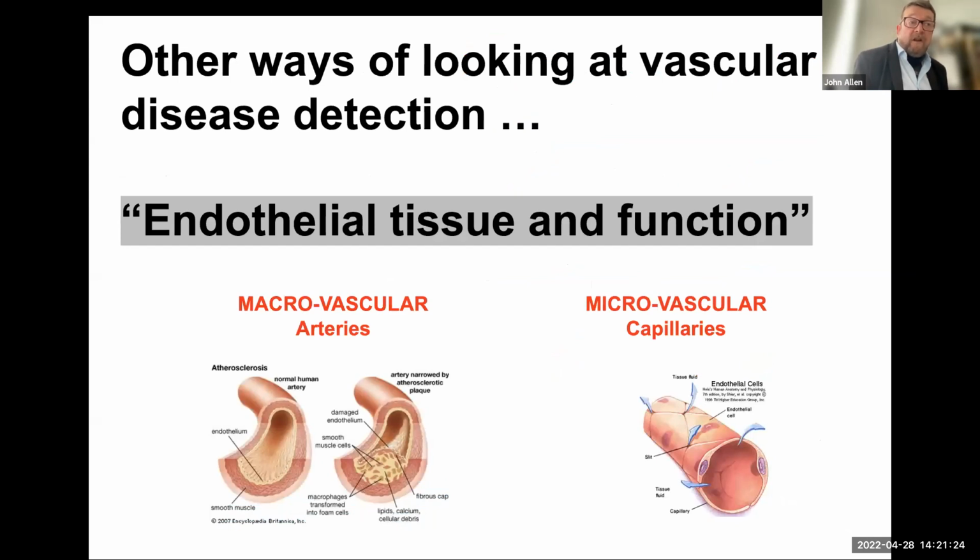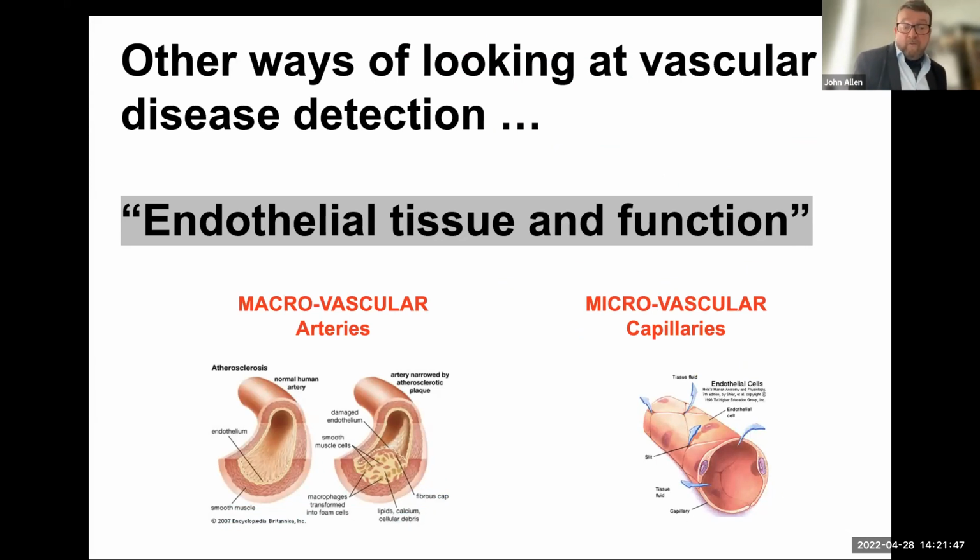There's other ways of looking at vascular disease detection as well. That's looking at the endothelial tissue. So the inner lining of all your blood vessels, particularly the arteries, has a layer of this endothelial tissue. That's the macrocirculation, the macrovascular. And in the microcirculation, which is very close to the skin and very accessible and often assessed by PPG, a lot of the tissue there in the capillary is endothelial tissue.